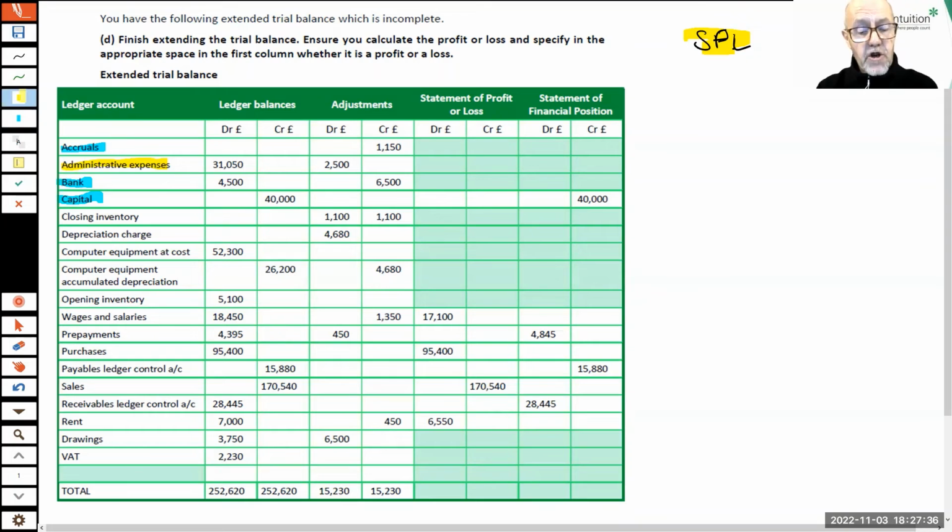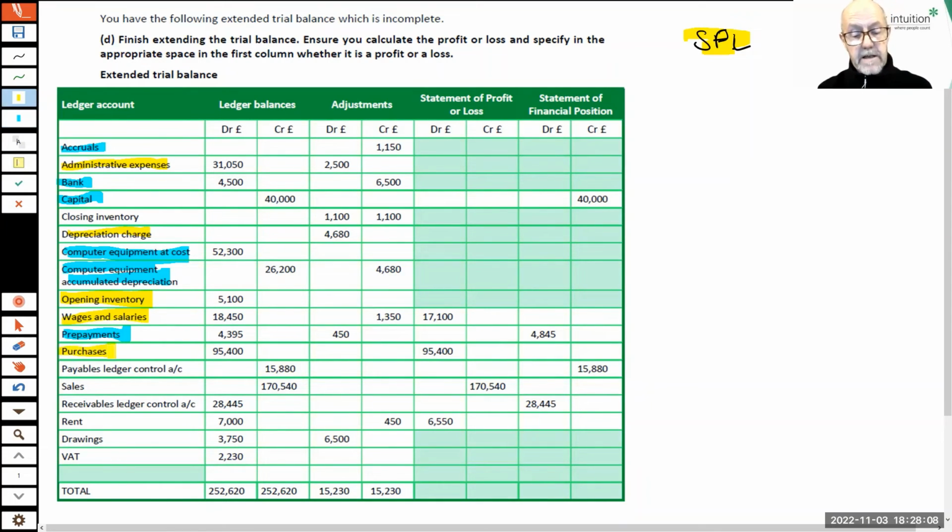Depreciation charge is an expense. Equipment at cost is an asset. Accumulated depreciation relates to that asset. Opening inventory has been used up. We haven't got it anymore. It's no longer an asset. It was an asset a year ago. Wages and salaries, expense. Prepayment is an asset.